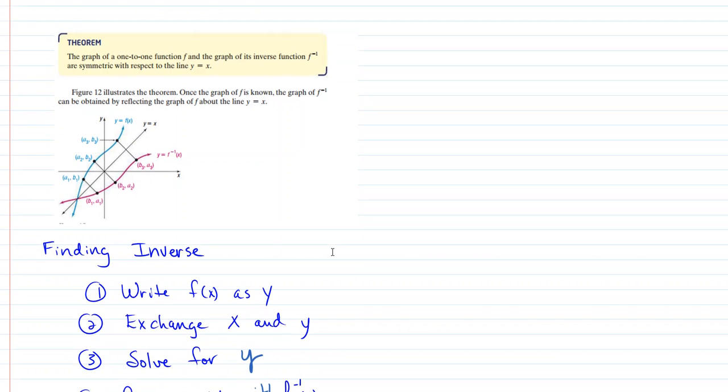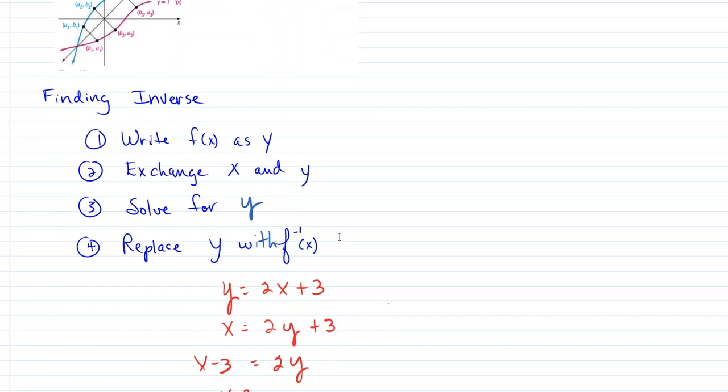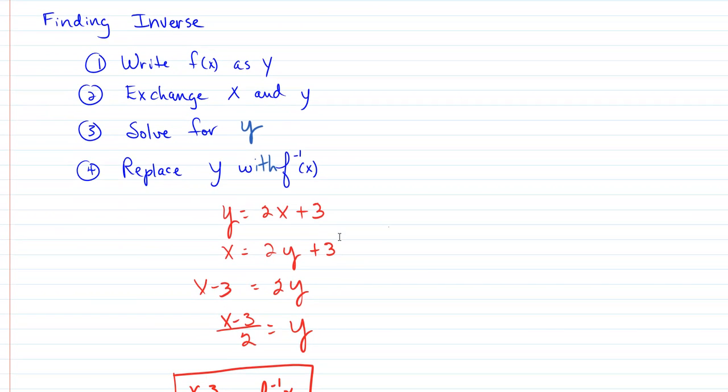And here is the strategy or the steps for finding an inverse. Number one, if you're given it in the f of x form, write it as y equals. Then you switch x and y. You're going to solve that for y. And in the final step, you replace y with the f inverse notation.